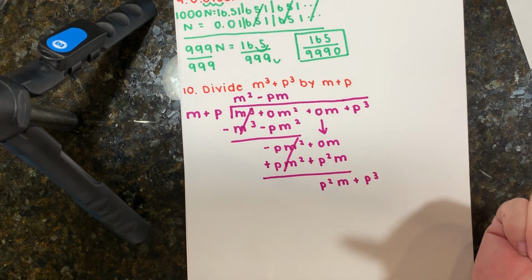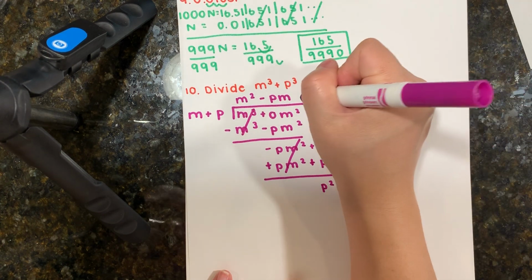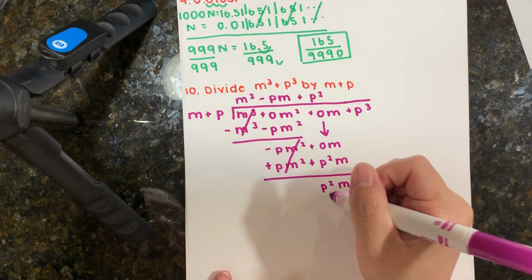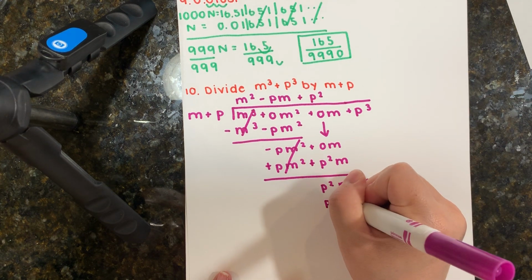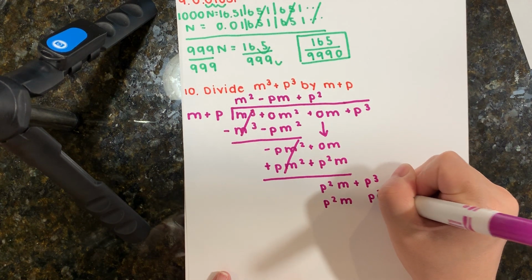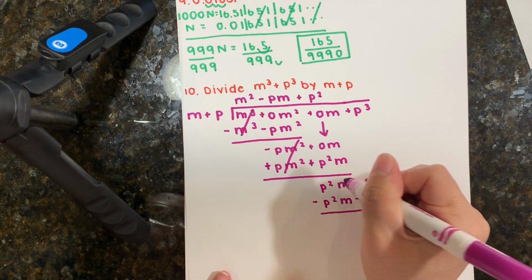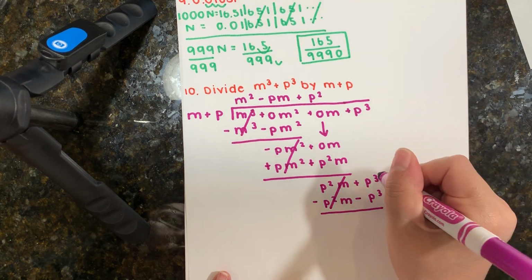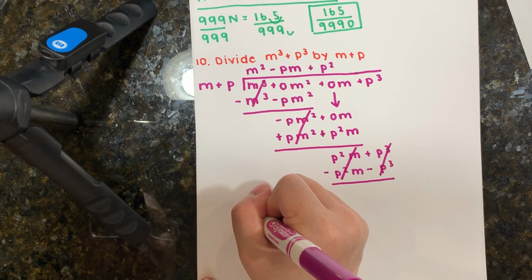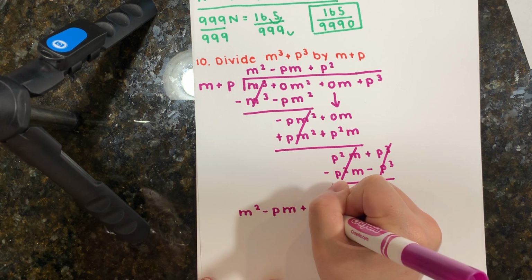Now I'm going to lower this power again by dividing it by m, which would give me plus p squared. When I multiply it, I get p squared m. And when I multiply p squared times p, I get p cubed. But you are going to be subtracting those terms. So not only does the p squared m cancel, but so does the p cubed, which means your result is going to be m squared minus pm plus p squared.